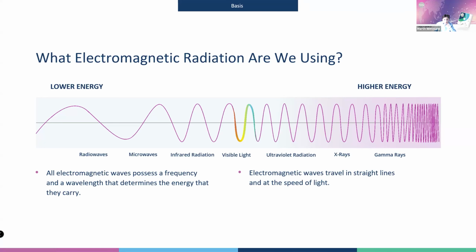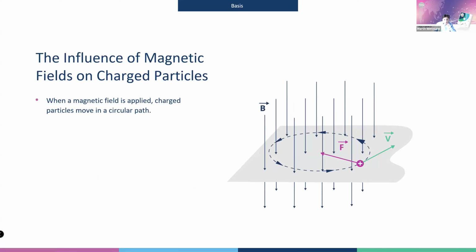Now, one quite important part, especially if you use magnetic fields on the body: the influence of magnetic field on charged particles. When the magnetic field is applied to the body, for example, and there are charged particles inside, then the magnetic field has an influence on those charged particles. We all know this also from MRT.